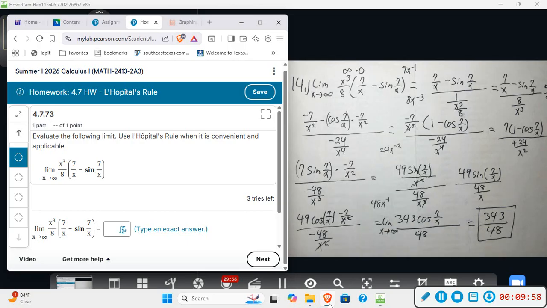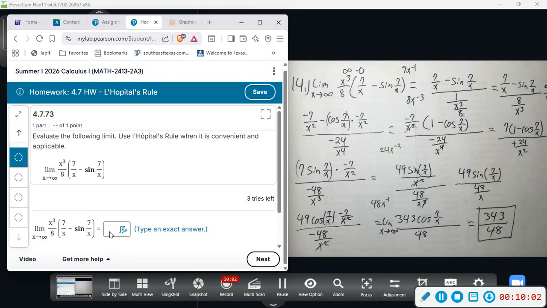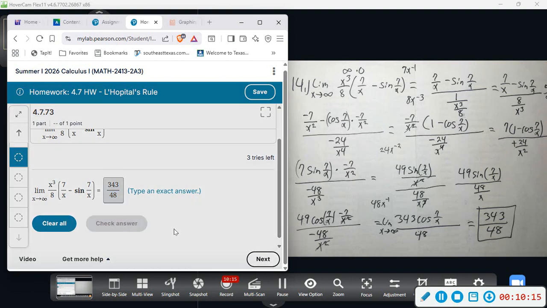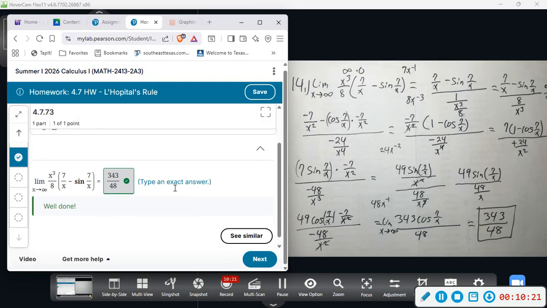Had to do L'Hopital's rule 3 times. Let's check that out. That's good.